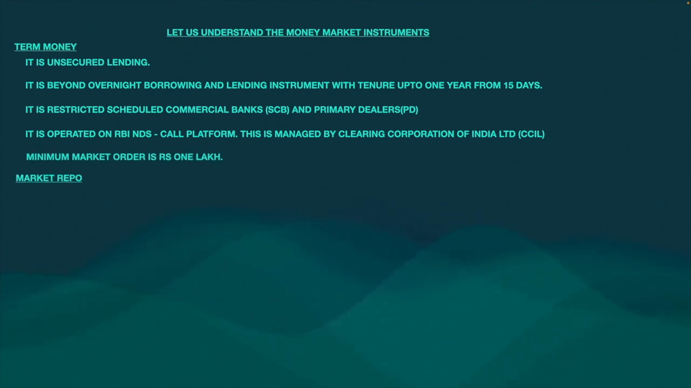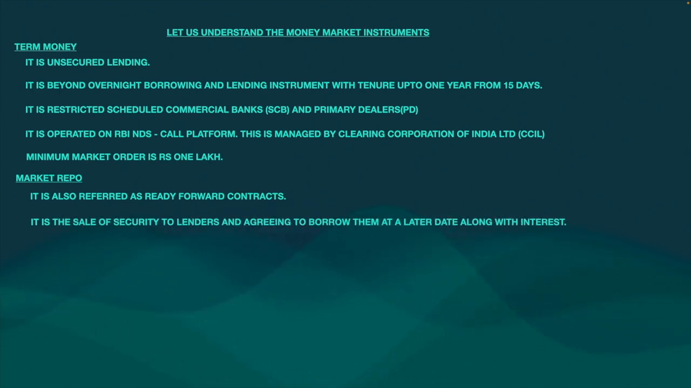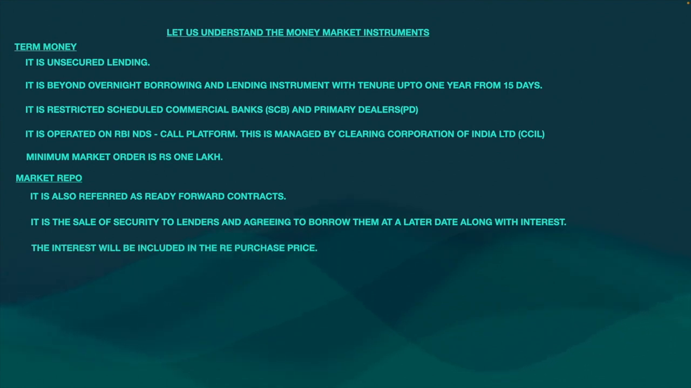This is a very important concept, market repo. Market repo is also referred to as forward contracts. It is the sale of security to lenders and agreeing to buy it back at a later date along with interest. In simple terms, lenders will give you 100 rupees, and you will say after 1 month I will give you 102 rupees. In simple layman terms, this is called market repo. The interest is included in the repurchase price. If I give you 100 rupees and you say I will give you 102 rupees afterwards, this is market repo.